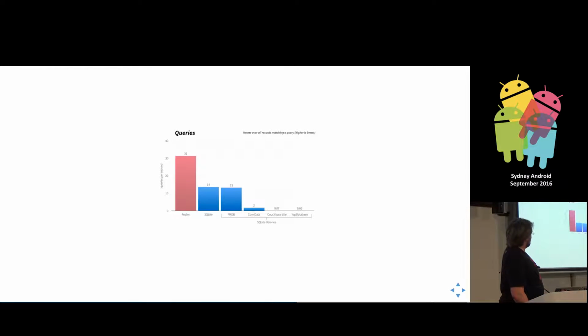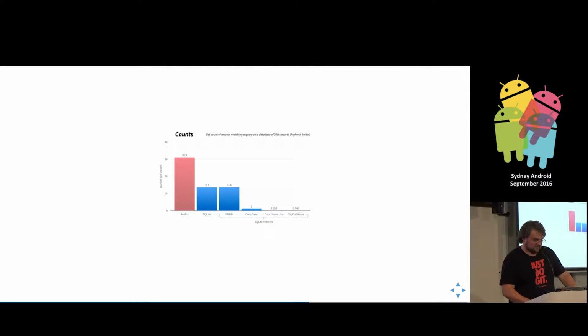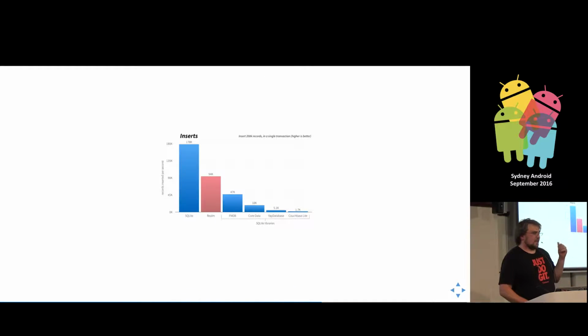Iterating over a record, I think it's like 200,000 items they're iterating over, and we're getting 31 queries a second. So 14 is not too bad. If you're doing iOS, Core Data is Core Data. Counts are super fast. Inserts, actually SQL can do quite a lot better. But how often are you inserting 200,000 records into your database? I'm usually inserting like 3 at most.